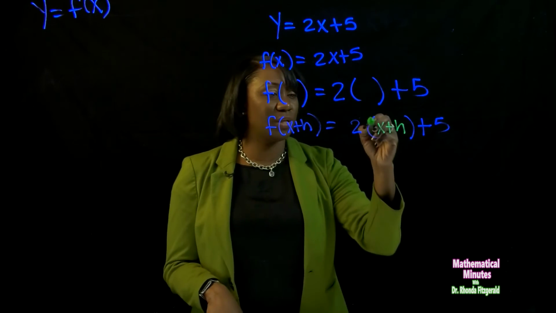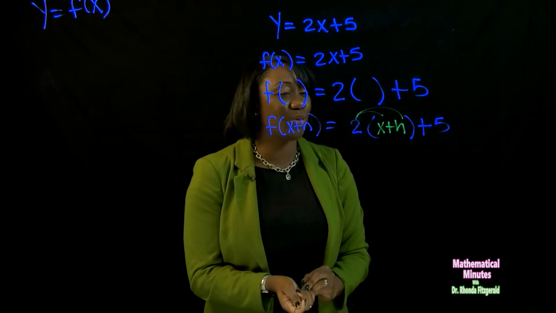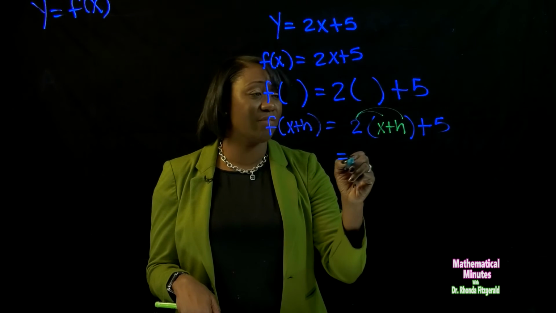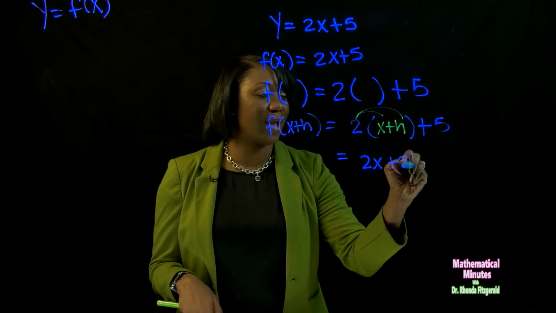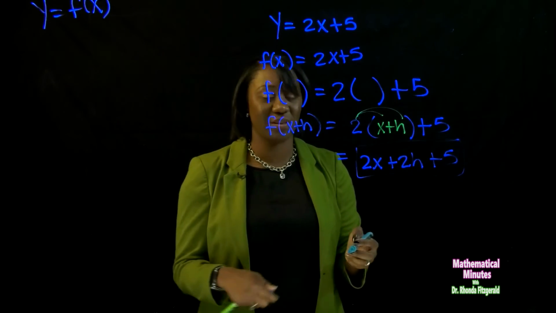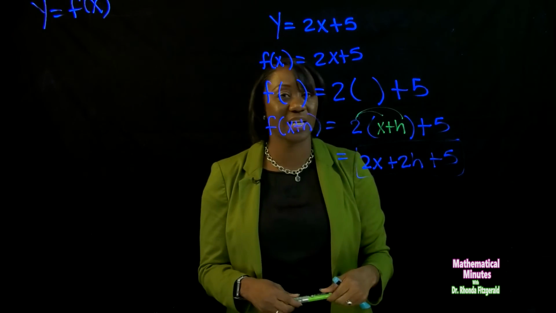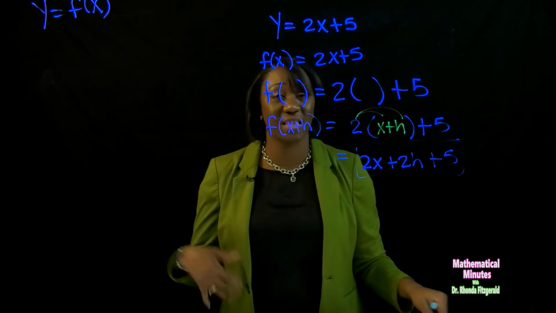Now we see that if we distribute my 2 to simplify it, then we'll have the answer that we're looking for. So when I simplify this answer, we see that f of x plus h is equal to 2x plus 2h plus 5. And that would be the final answer of f of x plus h for the given function. So this is function notation and how we can evaluate things in function notation.